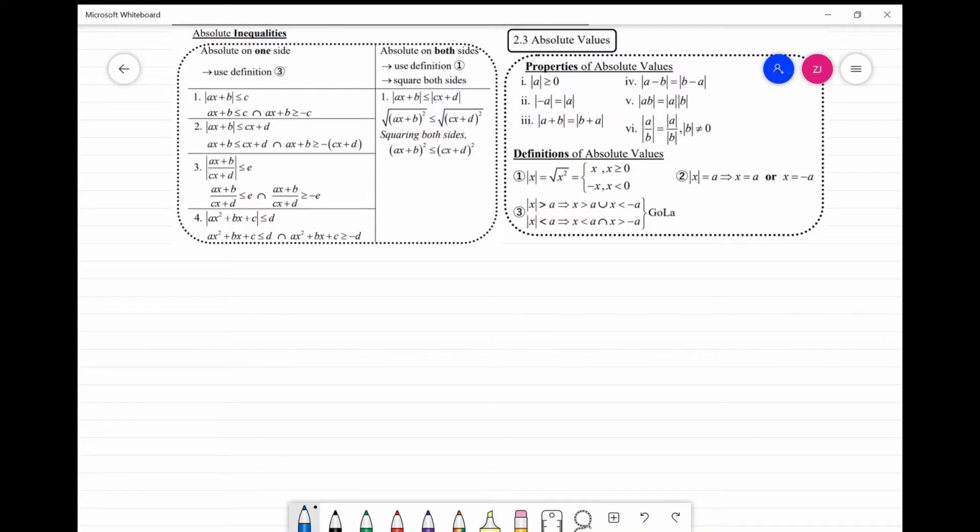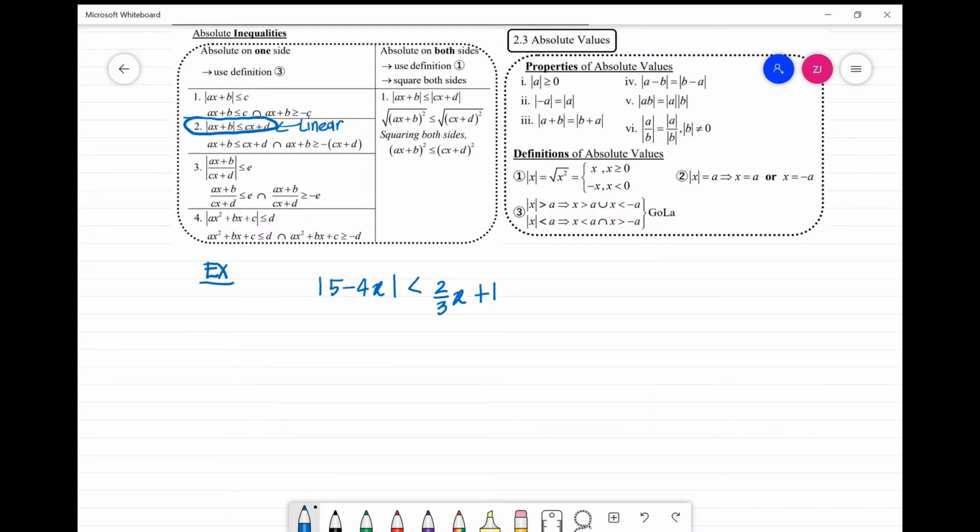For the second type of absolute inequality, we are going to see the second example, where we have an absolute value on one side and a linear expression on the right hand side. How are we going to solve this? We have absolute of 5 minus 4x less than 2 over 3x plus 1.